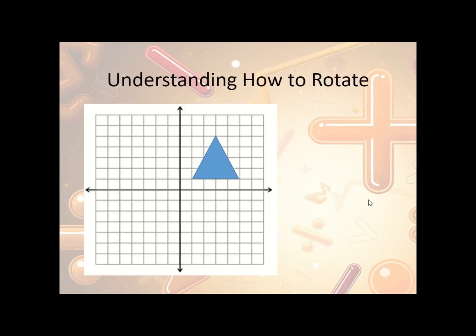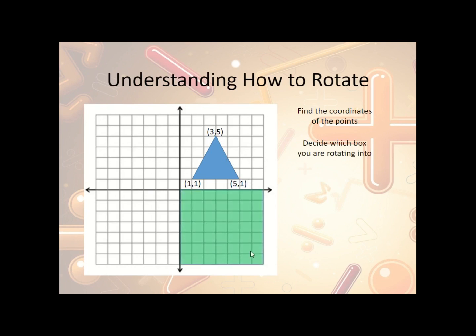So how do we rotate these things? So the first thing we need to do is write out the coordinates. So, for instance, this is 1, 1, this is 5, 1, and this is 3, 5. Those are the coordinates. Then we decide which box we're rotating into. Let's say we're going to rotate into this box here. So that would be a 90-degree clockwise rotation.